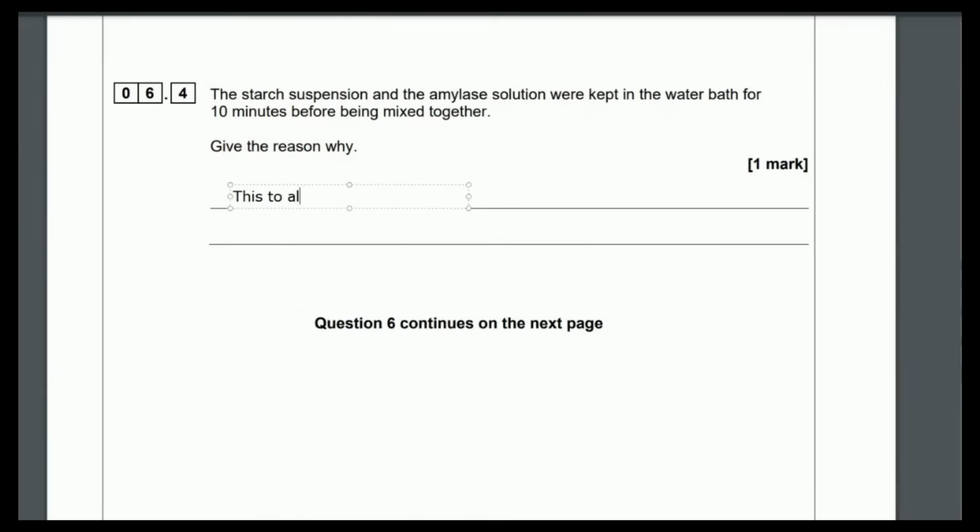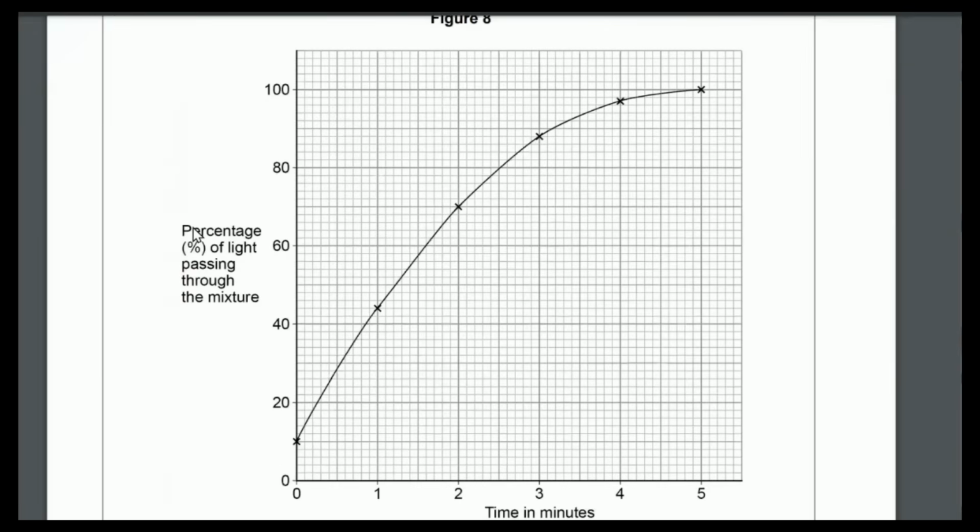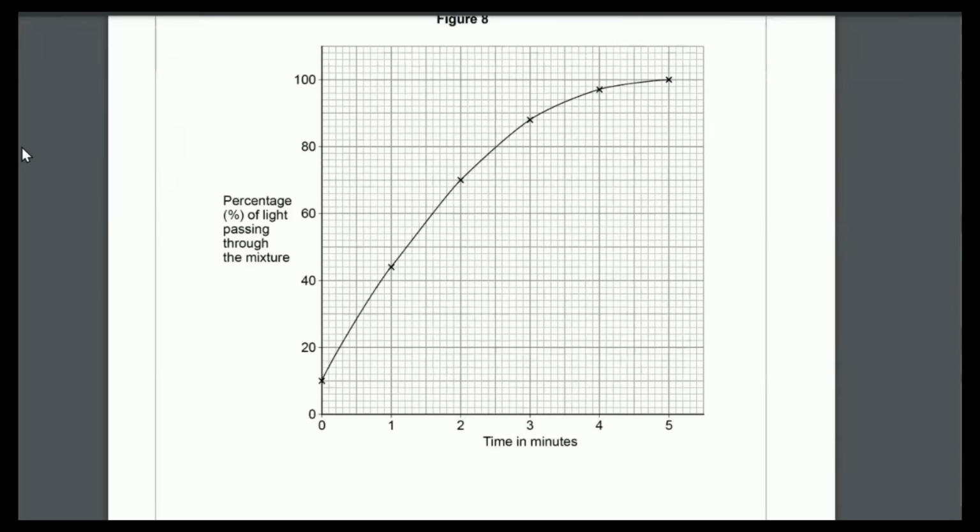6.4, the starch suspension and the amylase solution were kept in the water bath for 10 minutes together before being mixed. Why? Well, think about it. They've both got different specific heat capacities. They might be at 2 different starting temperatures. We want them both to get to 37 degrees or the optimum temperature. So we set the water bath to 37 degrees and we want them both to get there before we start.